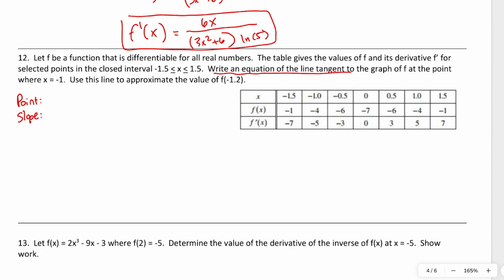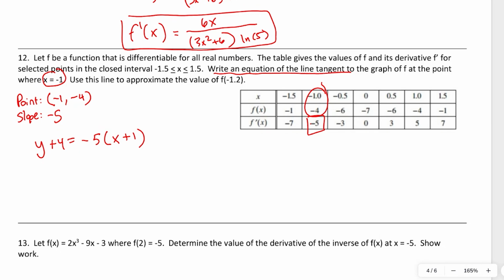At the point where x is -1, so where x is -1 is going to be right here. The y value is going to be -4. So my point is -1 comma -4. I need to find my slope. And hey, look at that. It's given right here. Okay, slope is -5. So my equation of my tangent line is going to be y plus 4 equals -5 times x plus 1.